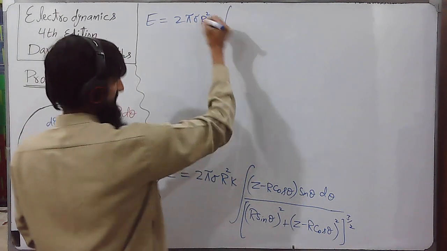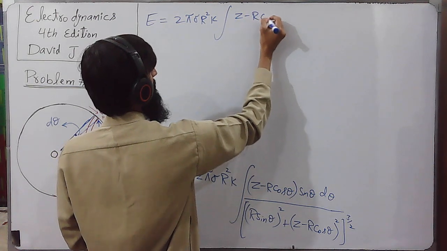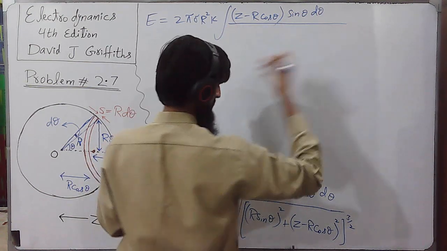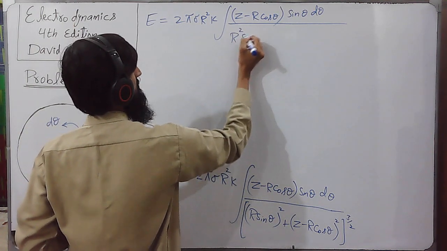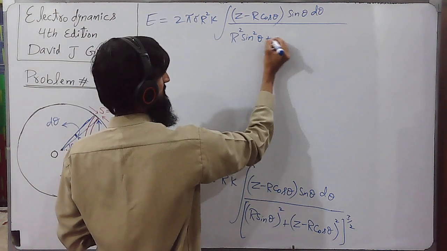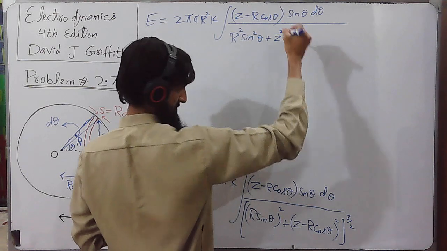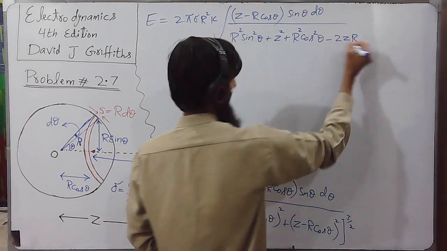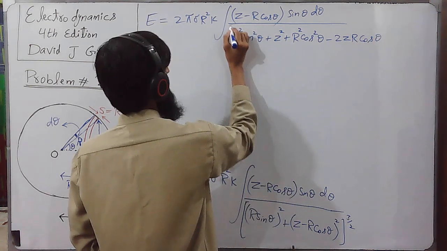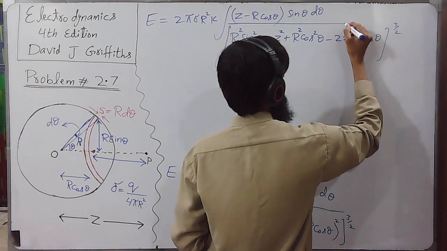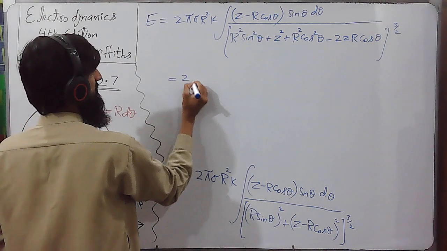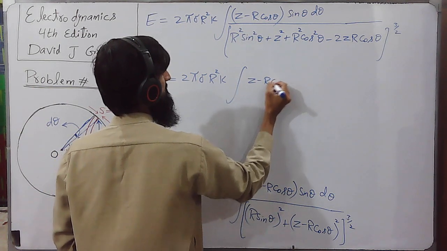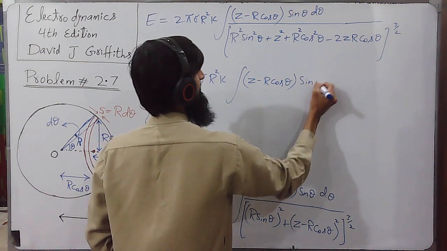Integration, now z minus r cos theta into sine theta. That means the numerator has been written as it is, and now let me simplify this denominator. It becomes r square sine square theta plus z square plus r square cos square theta minus 2 z r cos theta, and whole power 3 by 2 written here as it is. In the next step, all these terms outside the integral will be taken here as they are, and the numerator also written here as it is, into sine theta d theta.